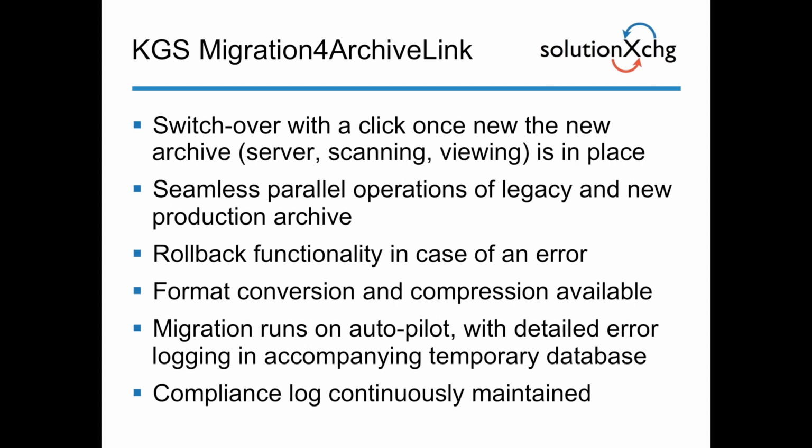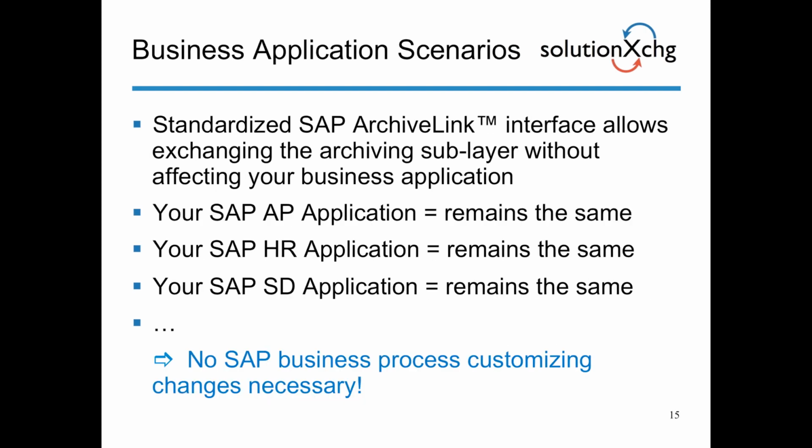So in any case, during the migration and even after, until you have completely verified that all the data has migrated over correctly, your existing archive is your backup and your security net. There is format conversion and compression available if required during the migration process. And the migration itself, through the Migration for Archive Link cockpit, runs on autopilot with detailed error logging in accompanying temporary databases. A compliance log is continuously maintained, and therefore, at the end of the project, we can verify that all the data has been migrated correctly.